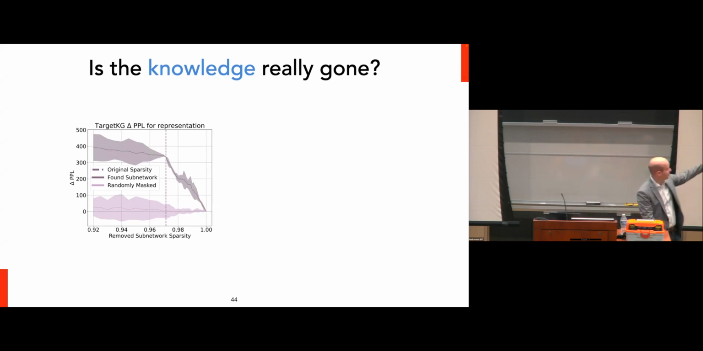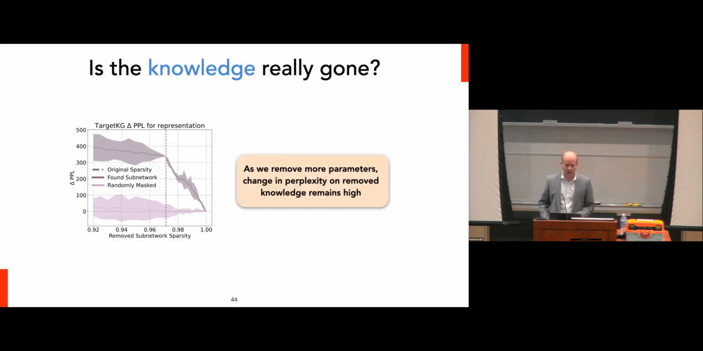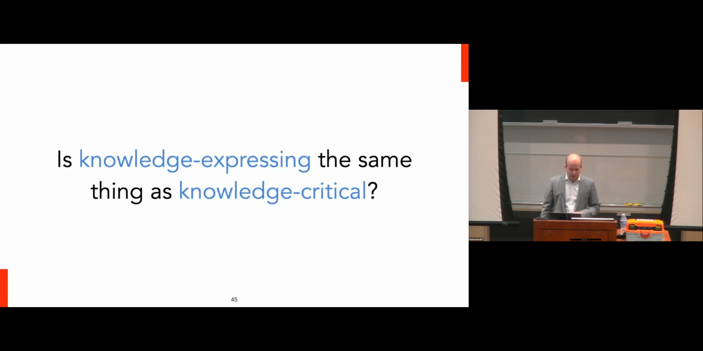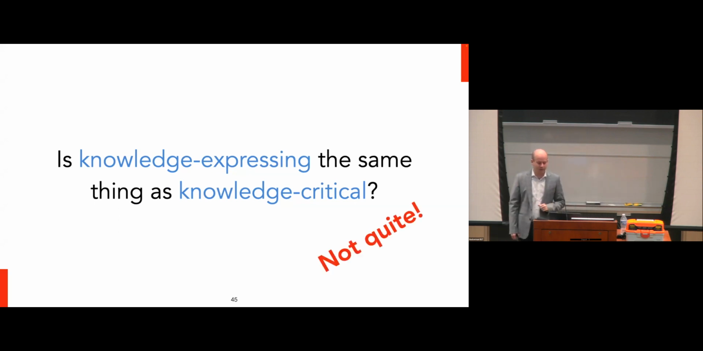Meanwhile, if we add parameters back in, until the sparsity is roughly zero at that point, we see that the delta perplexity drops until it reaches the original model performance. So what we take from this is that the knowledge is actually really gone if we remove the subnetwork that represents the process by which that knowledge is normally reconstructed. A fun philosophical question that we asked as well is, is the ability to express knowledge the same thing as being knowledge critical in the first place? And here, what we found that was interesting is that that's actually not quite true.